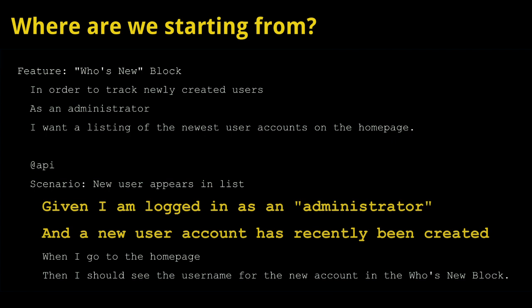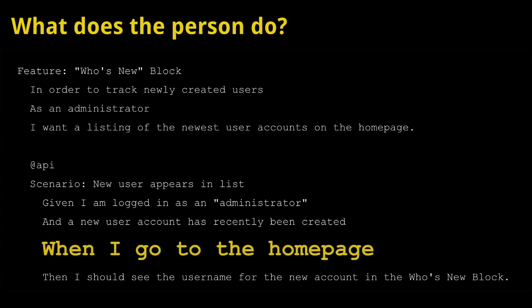Well, we're starting from the point of being logged in as an administrator. And we're assuming that recently, at some point in time, a new user account has been created. The when portion is our logged in user actually doing something. Each of these dot feature files, each of these scenarios should be describing a person doing something, a person actually interacting with your website. And that's what the when clause is for, that person actually taking an action.